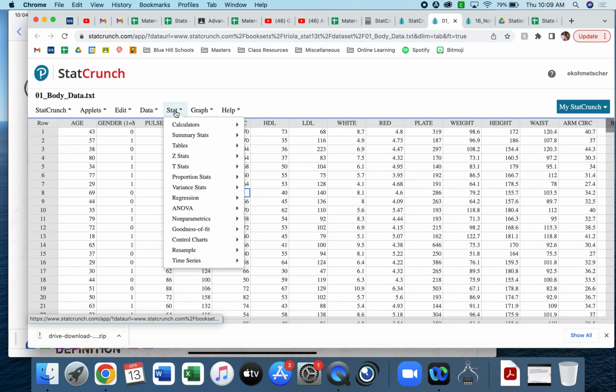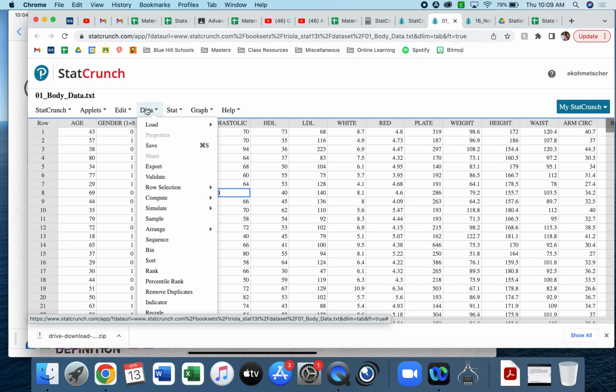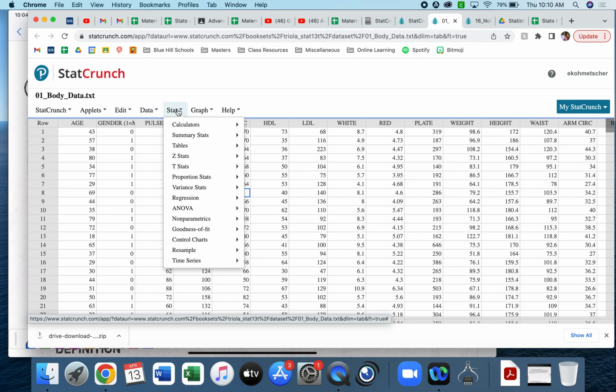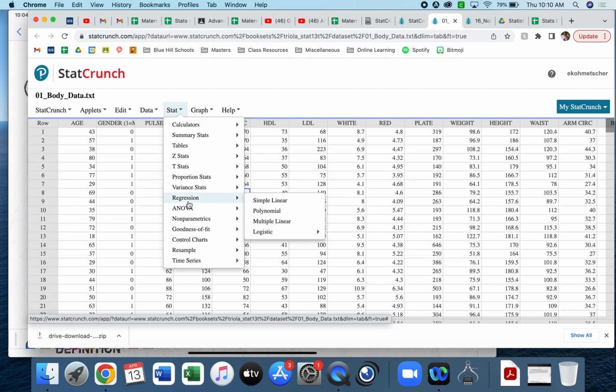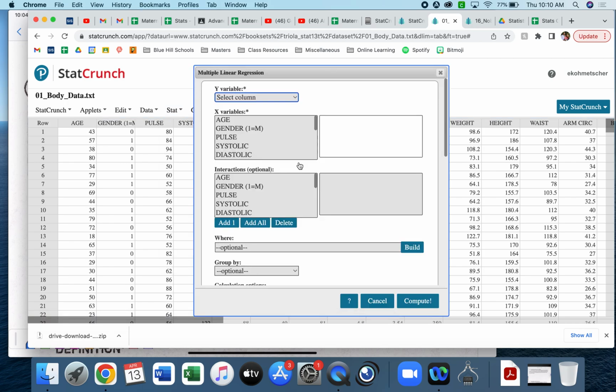Hover over the stat tab. Okay? All right, go all the way down to where it says regression. You see where it says regression? And then what are we going to choose from there? Polynomial. Nope. Multiple linear, right? This is multiple regression. Multiple linear. Click on it.